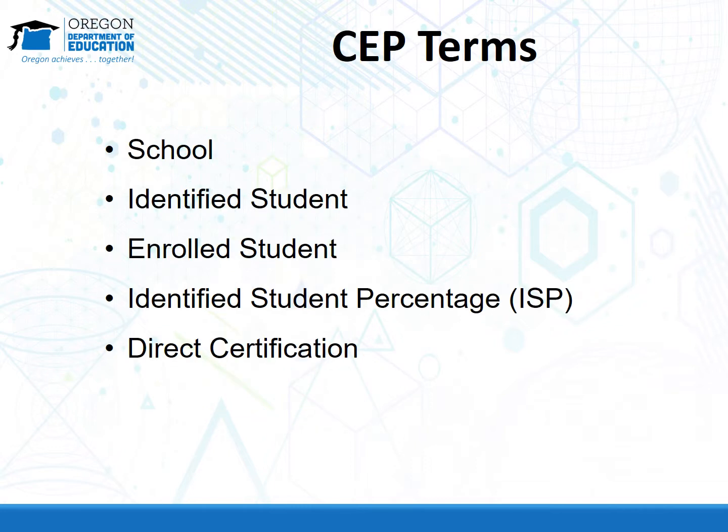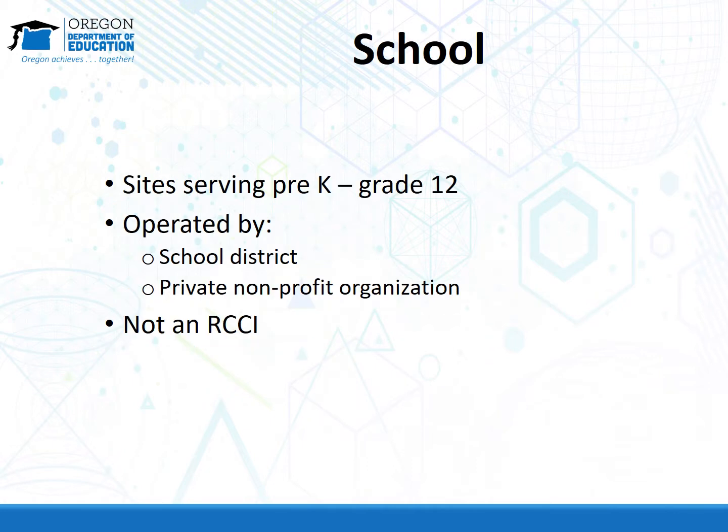In the next few slides, we will discuss the definition of the following terms when used within the Community Eligibility Provision: school, identified student, enrolled student, identified student percentage or ISP, and direct certification. For CEP, a school is a site that is operated by a school district or private nonprofit organization and is not a residential child care institution or RCCI.